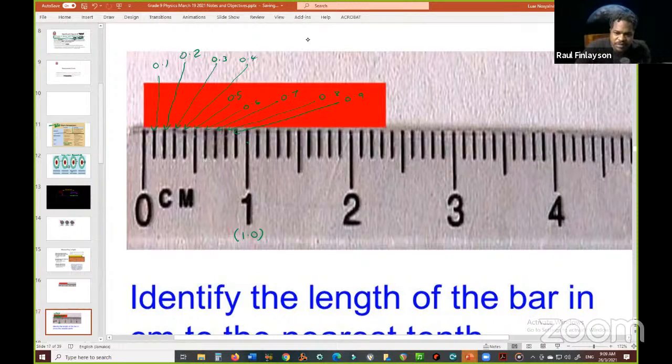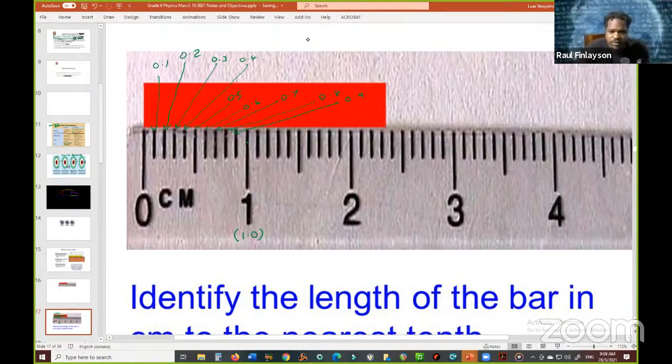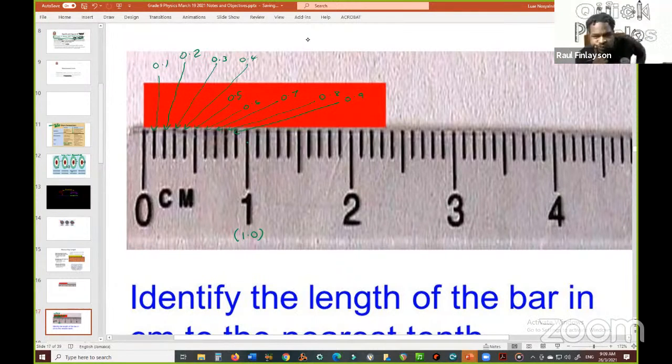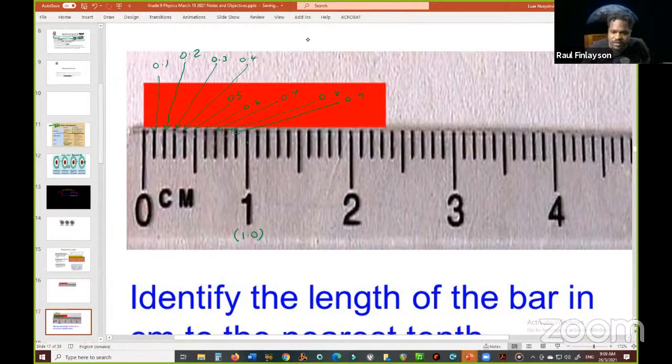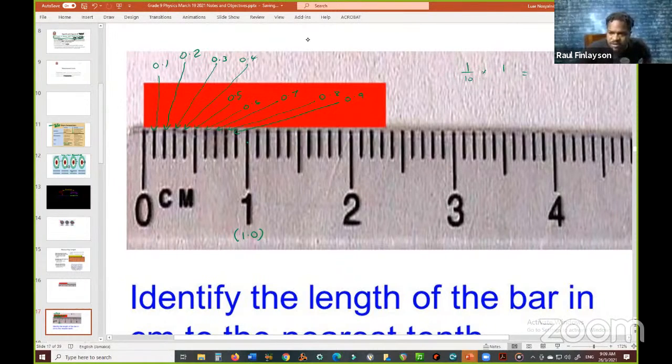So you have 0, 0.1, 0.2, and if you notice, the first small space between 0 and the next mark here is actually 0.1. And 0.1 is a fraction of the space between 0 and 1. It's actually 1/10, and 1/10 times 1 is, well, 0.1. Put that on the calculator. So that's a tenth.